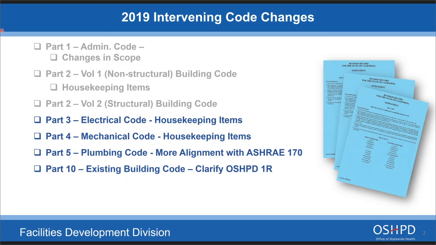So today we're going to cover Part 3, the electrical code, Part 4, the mechanical code, Part 5, the plumbing code, and we'll get into Part 10, the existing building code, for both architectural as well as structural. One of the things you'll see a lot of is the banner has removed the 1R symbol from the OSHPD 1, 2, 3, 4, and 5 in a lot of cases, not every case. We just want to make it clear that the 1R is the type of building and not necessarily for the occupants going into that building.